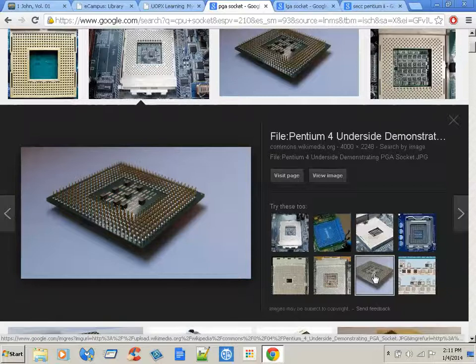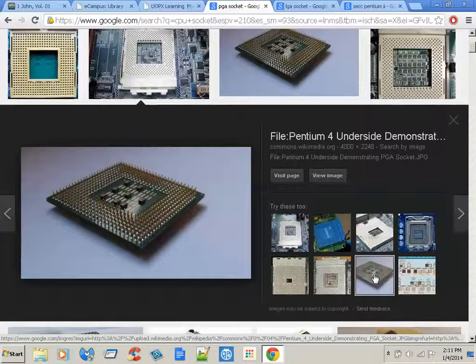So prior to the year 2000, CPUs were known as LIF sockets, which stands for low insertion force, meaning you had to apply just a little bit of pressure to install the CPU. And if you apply too much pressure, you could actually break the pins that were on the CPU itself, and then it would be broken and no more. You couldn't use it anymore.